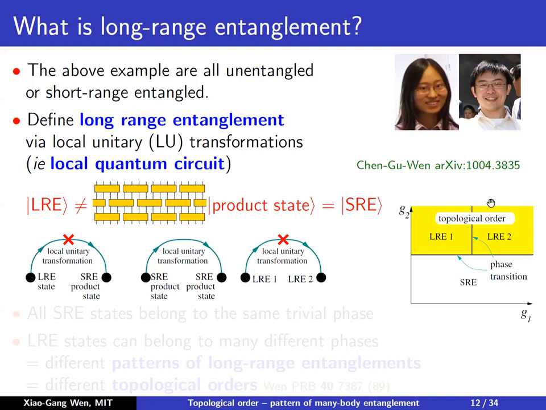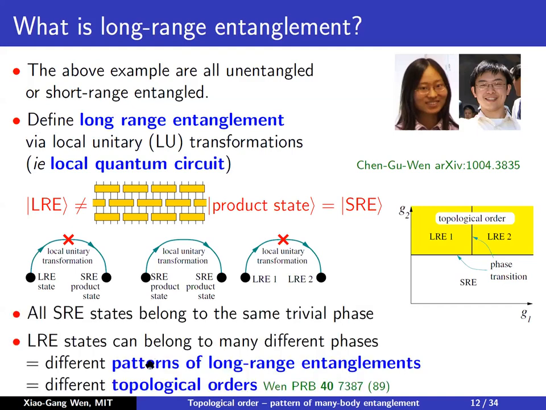That's a different topological order. Or we can say that's a different pattern of long-range entanglement. So therefore, topological orders are really just patterns of long-range entanglement. Each pattern is an equivalence class of this local unitary transformation, and that is the entanglement understanding of topological order.